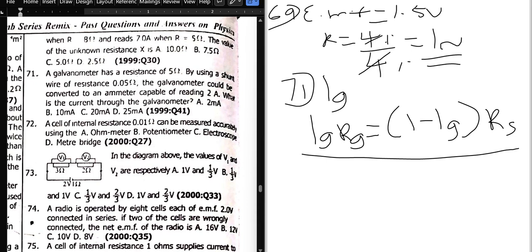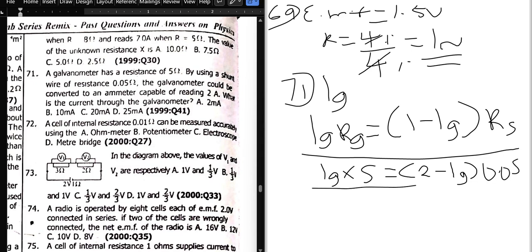So the current of the galvanometer IG is not known. We multiply it by the resistance of the galvanometer, which is 5, equals 2 minus IG, the current of the galvanometer, times 0.05. So this is exactly what you are solving. You solve this, and what you get is your answer.